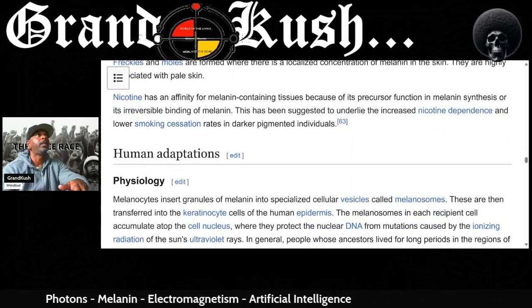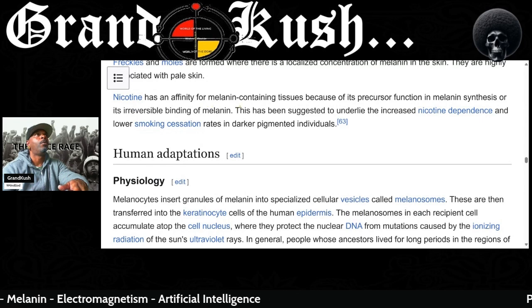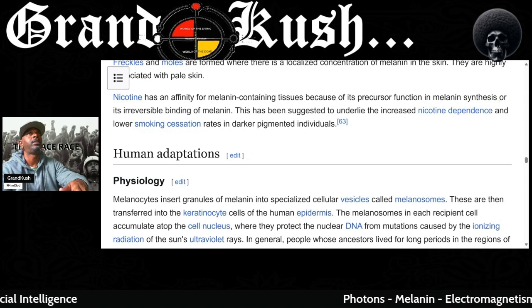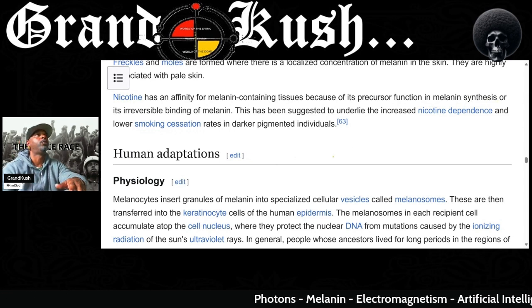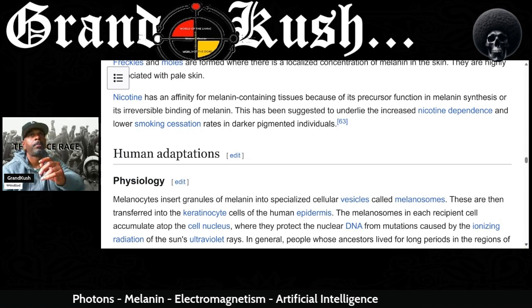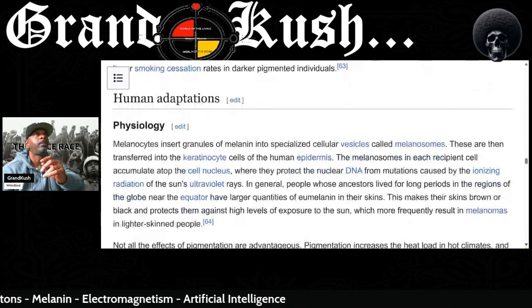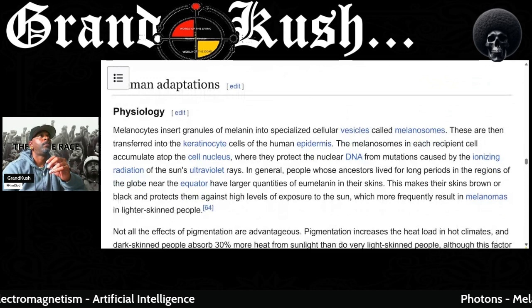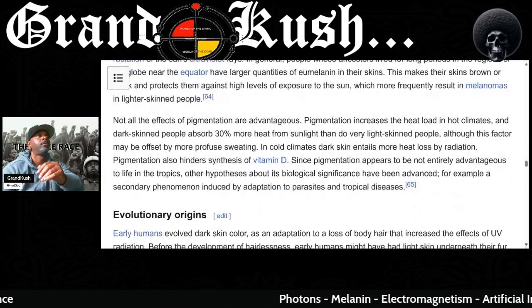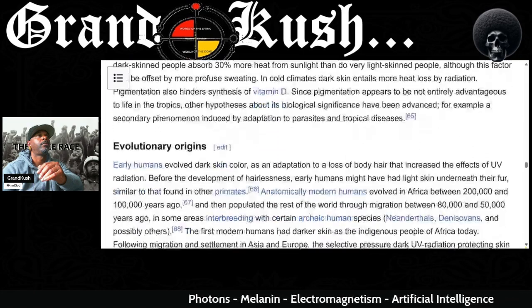All right, nicotine has an affinity for melanin containing tissues because of its precursor function in melanin synthesis, or its irreversible binding of melanin. Right? Physiology, evolution.